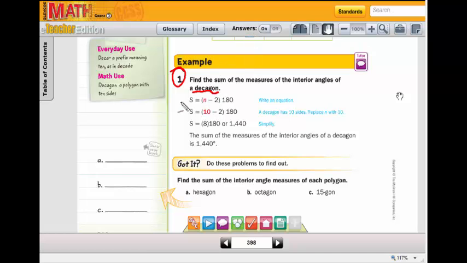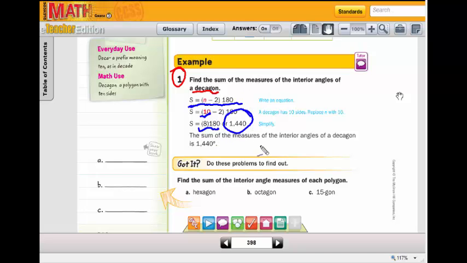And remember, our formula is the sum equals the number of sides, the n, minus 2 times 180. Well, 10 is how many sides are in a decagon, so we're going to subtract 2 from 10. We get 8. 8 times 180 is 1,440. And it's just that quick and easy.